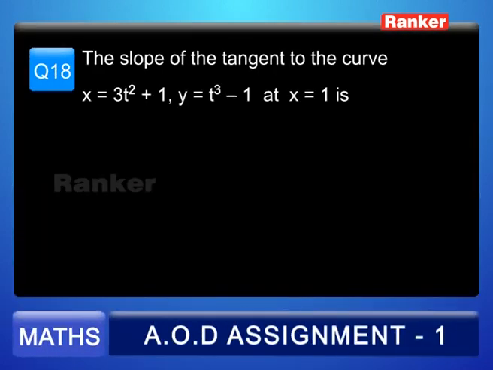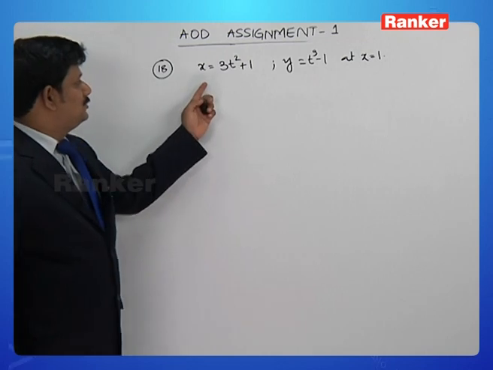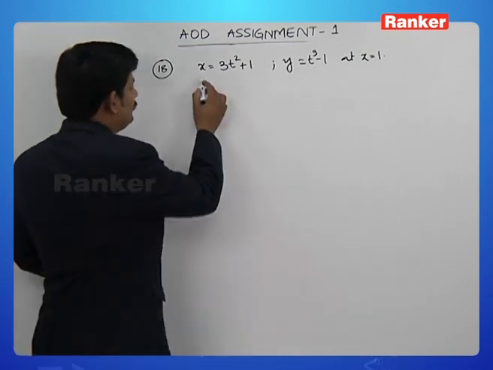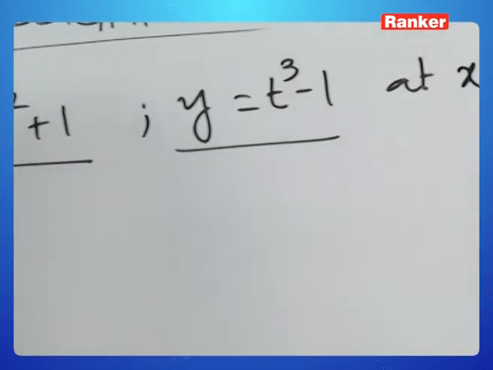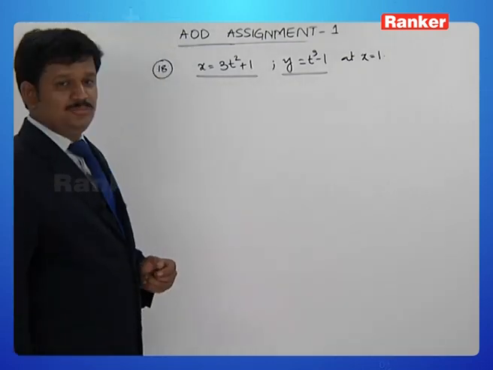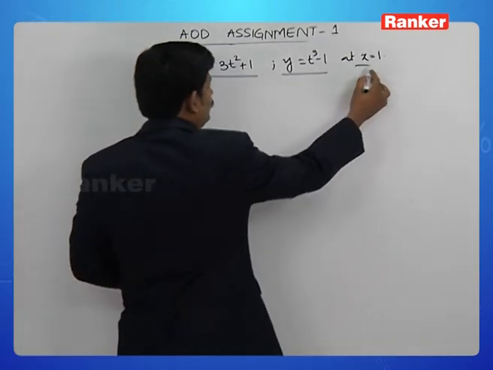Next question, the slope of the tangent to the curve x equal to 3t square plus 1, y equal to t cube minus 1, at x equal to 1 is option A 0, option B half, option C infinity, option D minus 2. We need to find the slope of the tangent to the curve x equal to 3t square plus 1 and y equal to t cube minus 1, at x equal to 1.